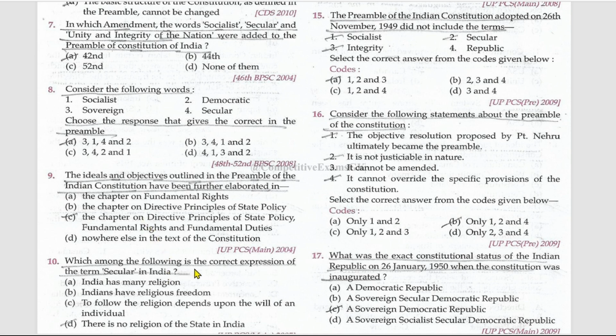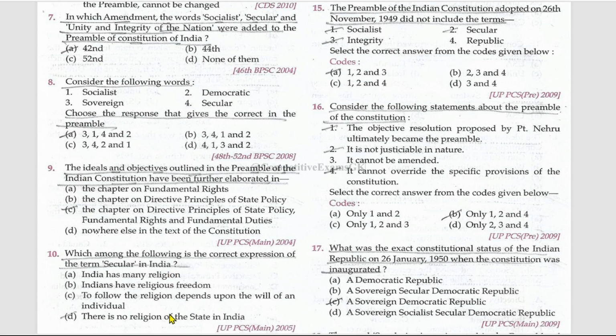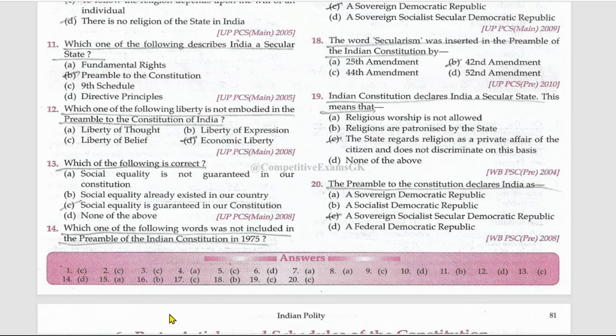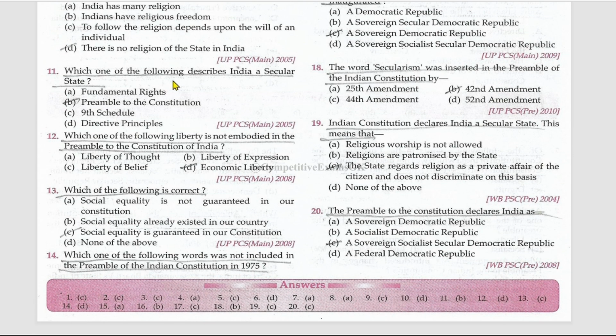Which among the following is the correct expression of the term secular in India? There is no religion of the state in India. Which one of the following describes India as a secular state? Preamble of the Constitution. Which one of the following liberties is not embodied in the preamble to the Constitution of India? Economic liberty. Which of the following is correct? Social equality is guaranteed in our Constitution.